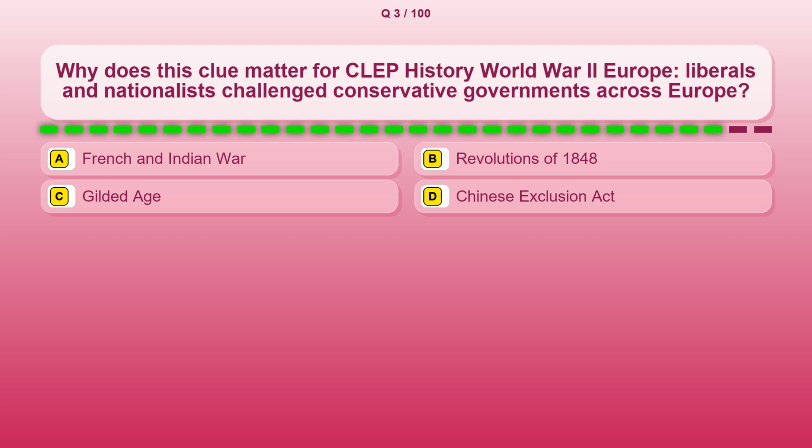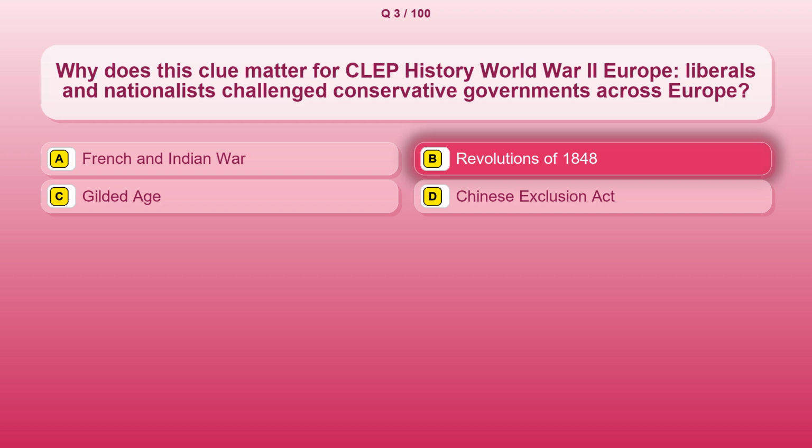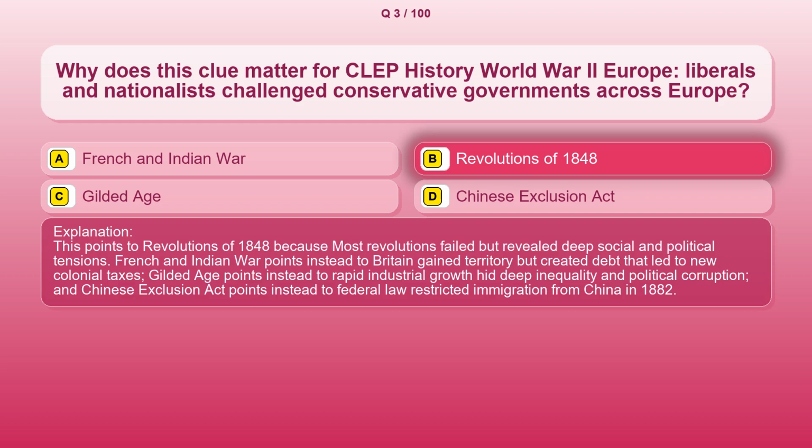Question 3. Why does this clue matter for CLEP History World War II Europe? Liberals and nationalists challenged conservative governments across Europe? Option A. French and Indian War. Option B. Revolutions of 1848. Option C. Gilded Age. Option D. Chinese Exclusion Act. The correct answer is option B. Revolutions of 1848. This points to revolutions of 1848 because most revolutions failed but revealed deep social and political tensions.